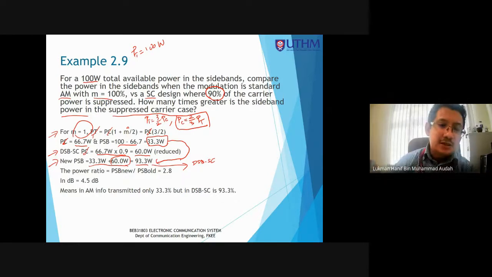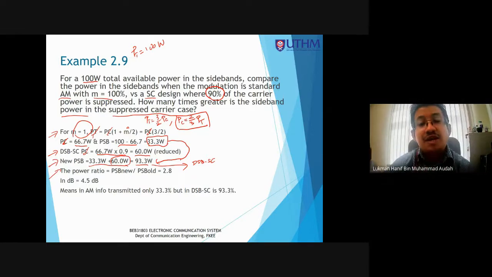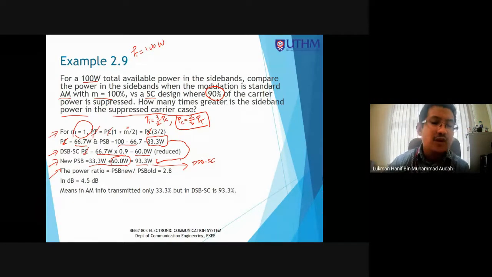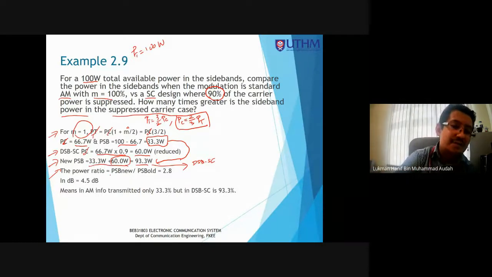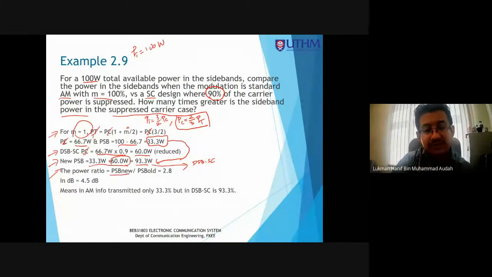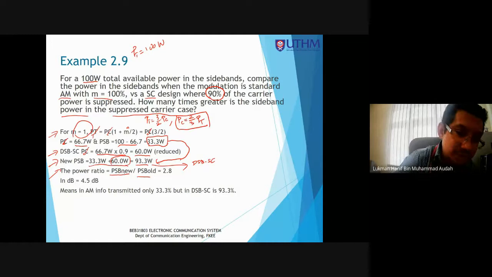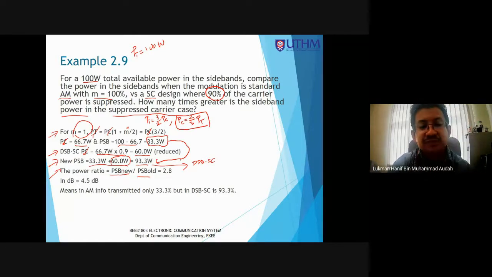Okay, so the question asks how many times greater. So dia tanya berapa banyak kali besar power of the sideband dalam suppressed carrier compared to the full carrier. Okay, so that means kita kena buat ratio, perbandingan. Okay, so that means power sideband new dalam suppressed carrier dibahagikan dengan power sideband dalam full carrier, Psb old. Ini sepatutnya subscript new dengan old ni.